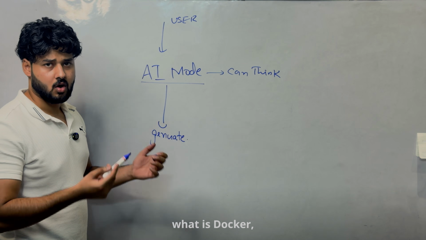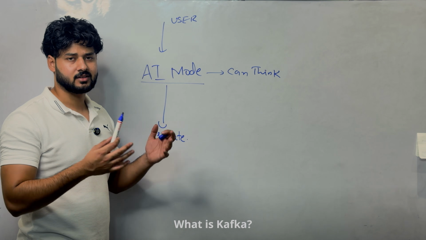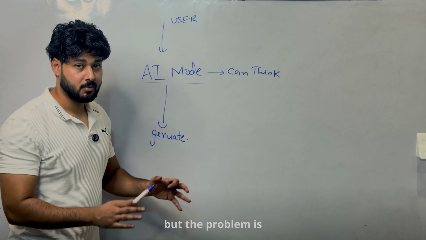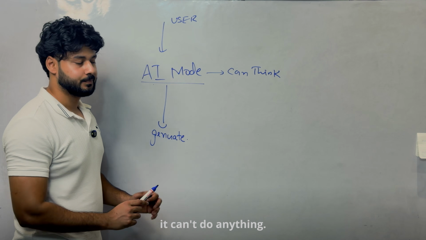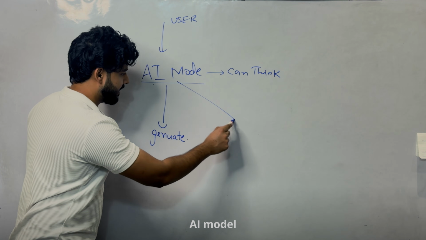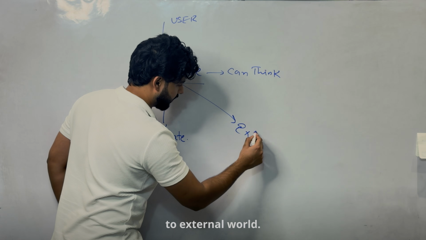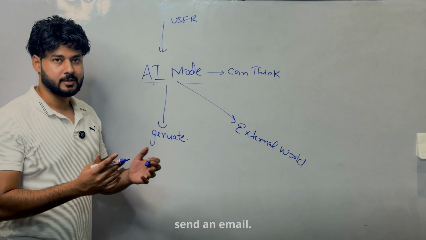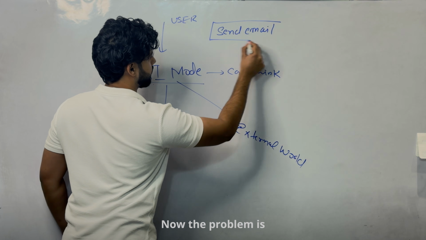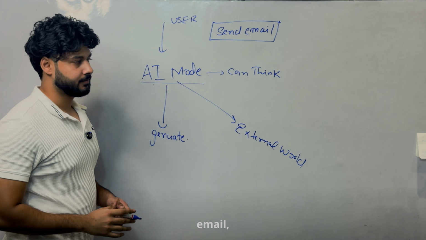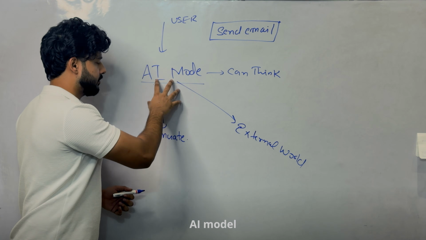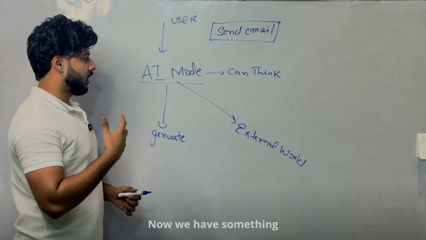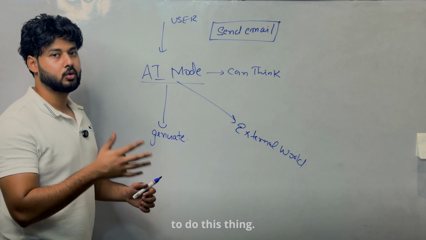If you ask what is Docker, it will answer. If you ask what is Kafka, it will answer. But the problem is it can't do anything. If you want to connect this AI model to the external world, you need something, right? Now let's suppose you want to send an email. If you want to send an email, you need to connect this AI model to the outer world. Now we have something called a tool to do this.